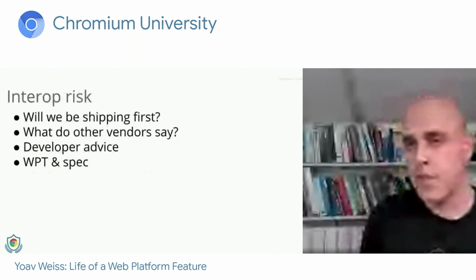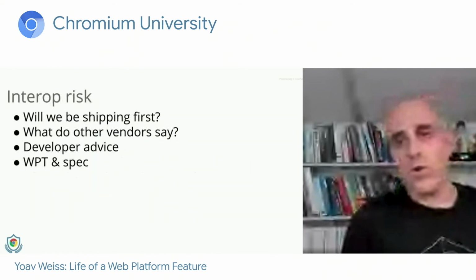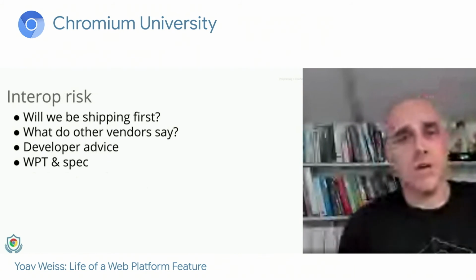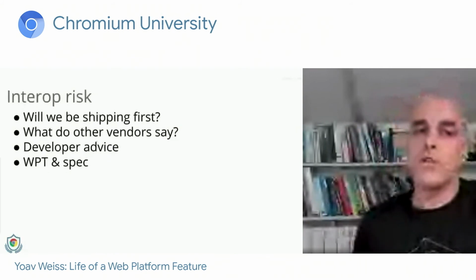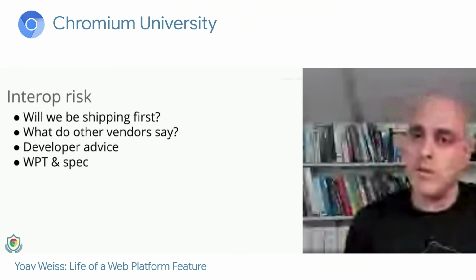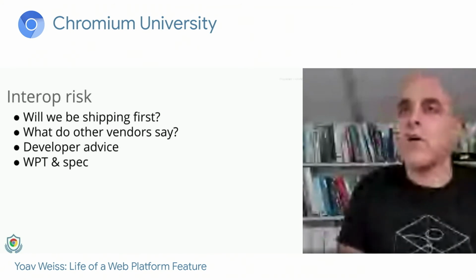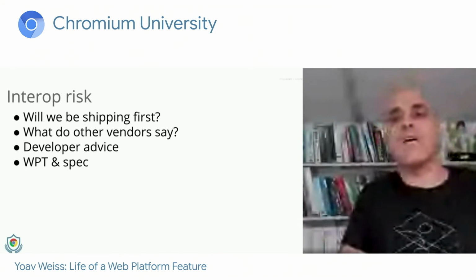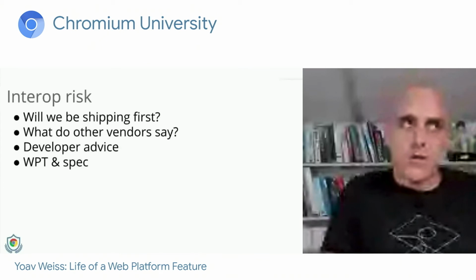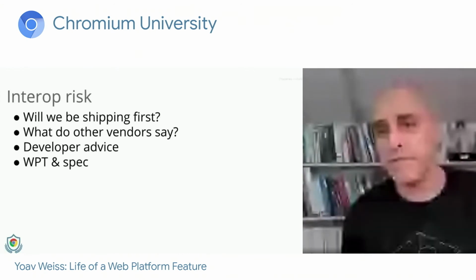I mentioned earlier interoperability risk. It's mostly comprised of the following factors. When talking about interoperability risk, I'm talking about the risk of other browser engines not implementing and shipping the features. And when evaluating that risk, the question we typically ask ourselves is, will we be shipping first? Will the feature first ship in Chromium, or are we following other browser engines?